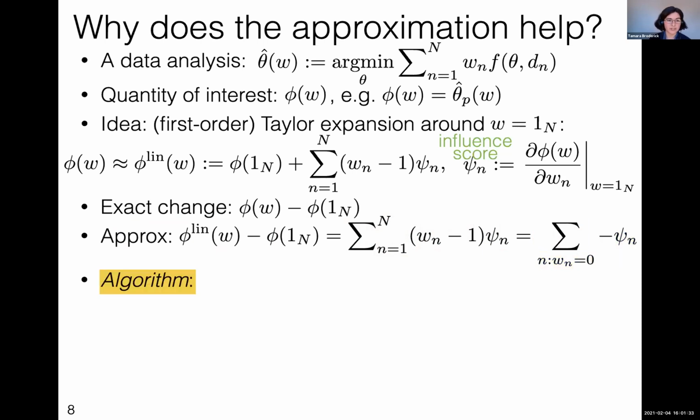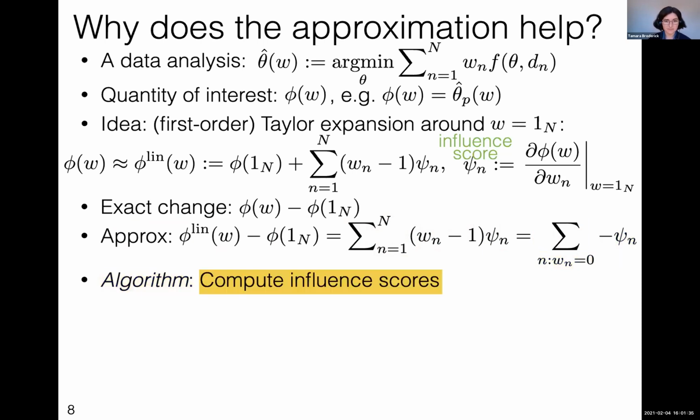Okay, so why is this useful? Well, here's an algorithm that we can use. Compute all the influence scores. This is a linear time operation. You just compute one of them per data point. It doesn't change with the different W's, so you just have to do it once.